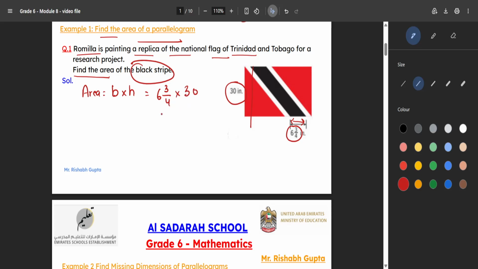Now, can I convert this 6 and 3 over 4 into a fraction? Yes, you can. Take the 4, multiply it with the 6. 6 times 4, 24. Correct? Take the 24 to the 3 and do plus. So 24 plus 3 is 27. So 27 over the same number which is in the denominator, 4. So now it is a fraction. We have to multiply it with 30.